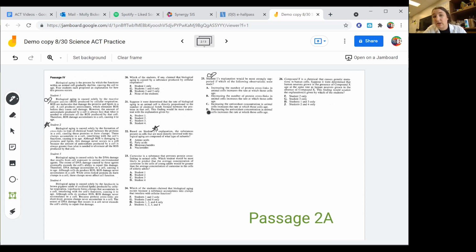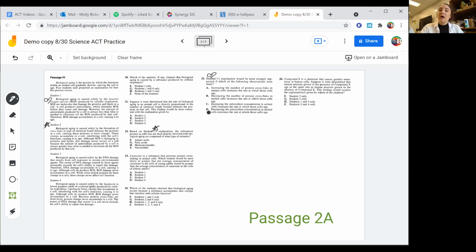Now, the reason that I selected this passage for our practice today is because it's really hard. In the last 3 years, this is probably the hardest conflicting viewpoints passage that I've seen. Now, if we practice on the hard ones, the easy ones are going to be even easier for you.